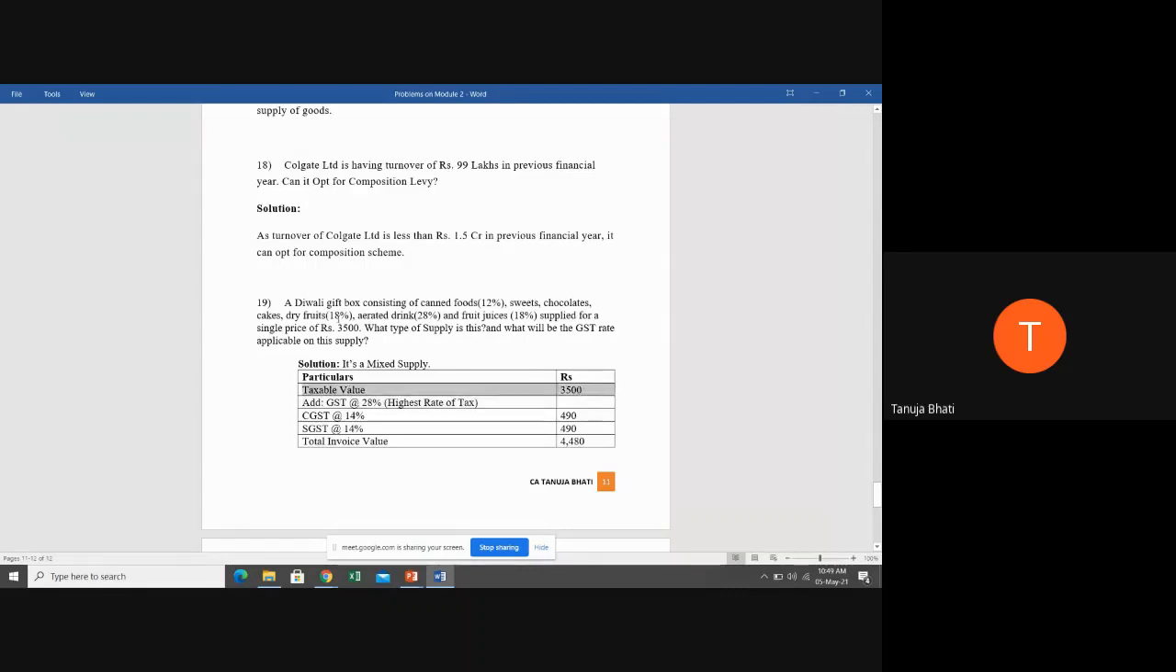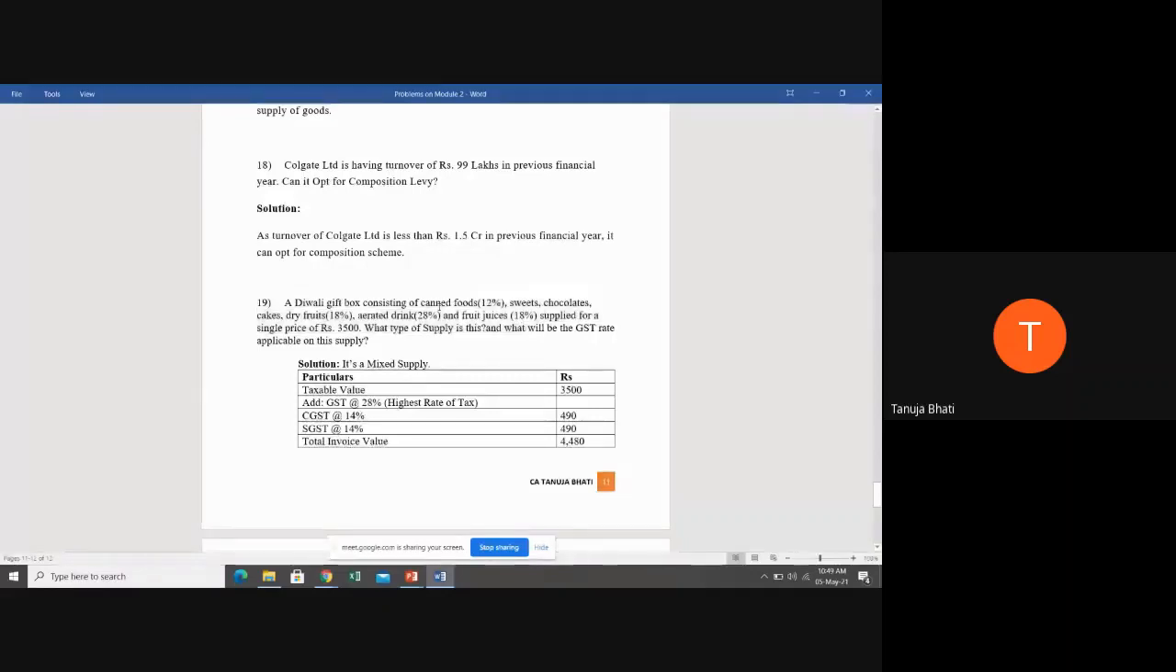The taxable value is the price of the goods, which is 3,500. So you are going to add GST. Now, what is the GST rate you are going to apply in case of mixed supply? If anyone remembers the concept of mixed supply, can you all tell me what rate of GST will you charge on mixed supply? Ma'am, highest. Can anyone tell me? The one having the higher rate of GST will be applicable. Very good, very good.